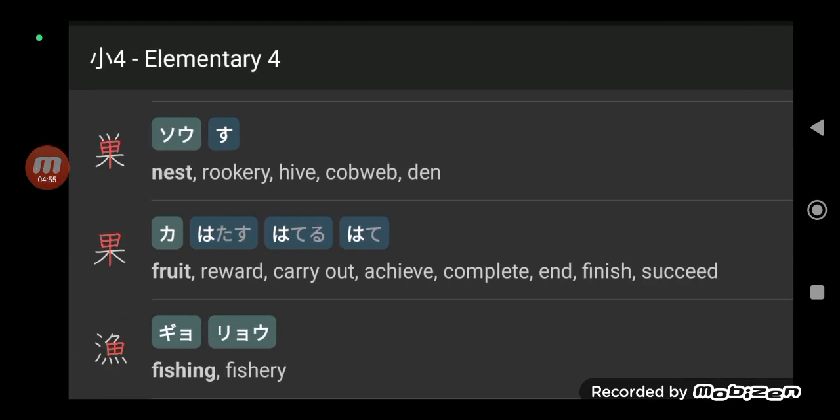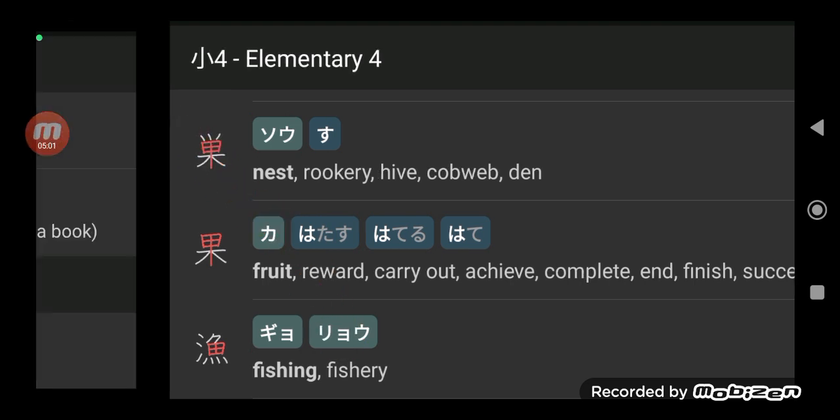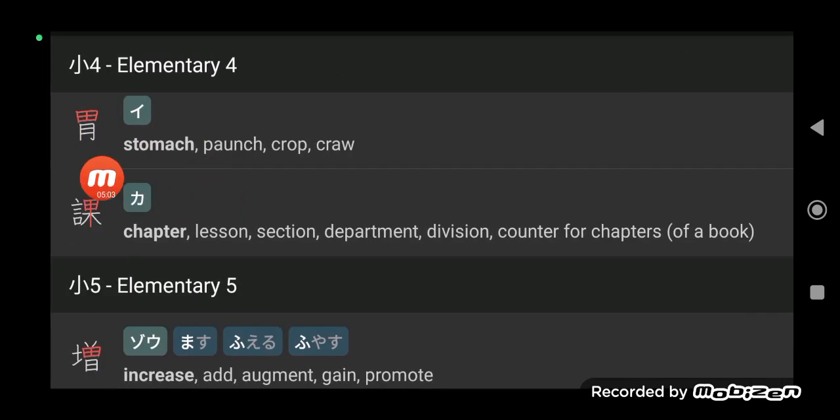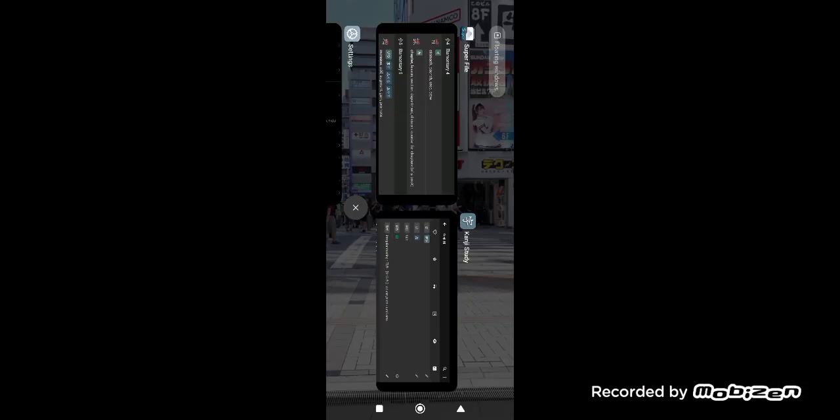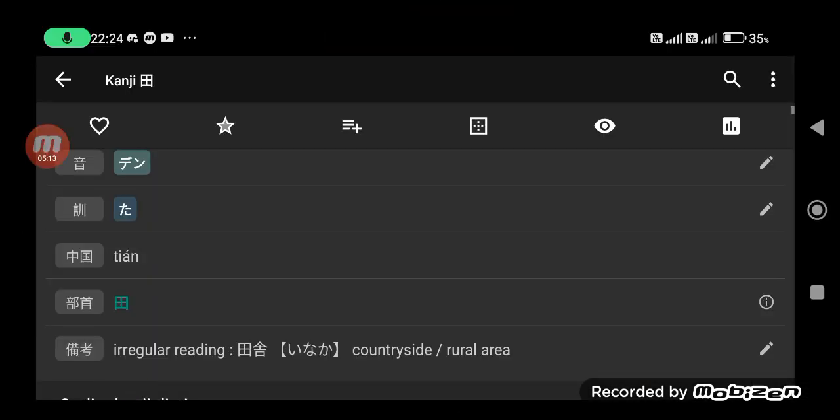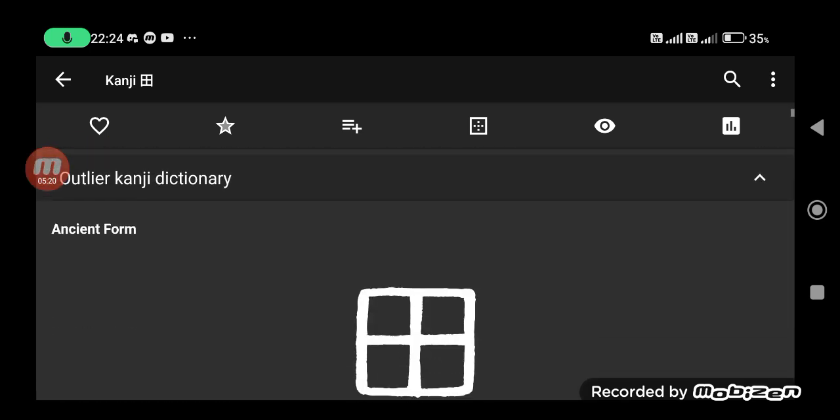Even in fishing, ryo. Ryo, or fishing. Even in stomach, i. Okay, so that's it. We go back now to our main reference. In the interest of time, I don't want to take much of your time. So it's easy, the reading is just this, and we only have a few vocabulary words.